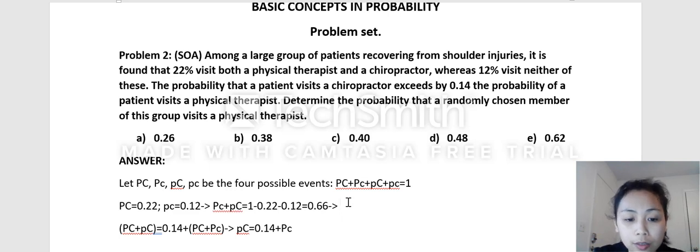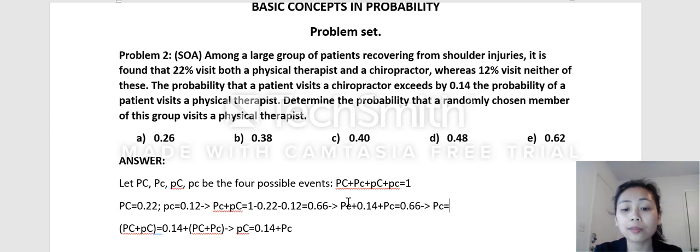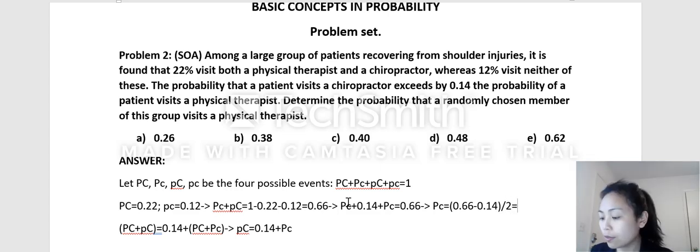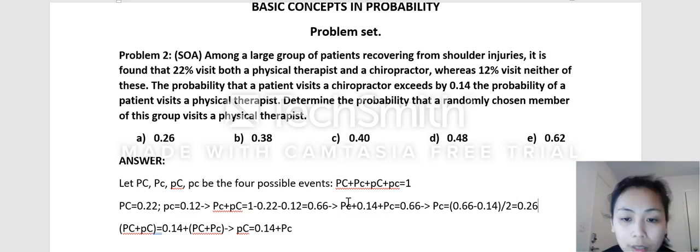So what we have here is capital P little c plus 0.14 plus capital P little c is 0.66. So from here we have capital P little c is 0.66 minus 0.14, divided by 2, right? So 0.66 minus 0.14 and divided by 2, that is 0.26. Now read the question again. They said determine the probability a randomly chosen member of this group visits a physical therapist.